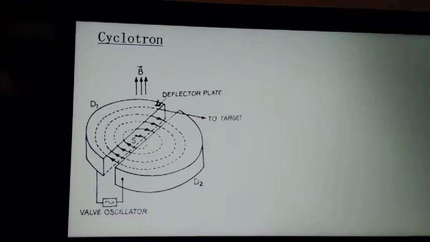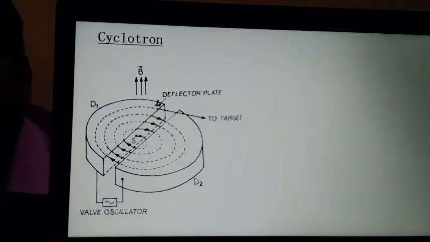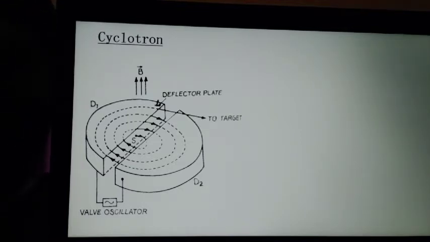When it describes that semicircular path in D2, at that moment the polarity of the Ds changes. D2 will become positive and D1 will become negative. Then D1 attracts that charge. So the charge moves to D1 and it is again accelerated, so the radius of the circular path increases. See, in D1 it describes the first semicircle with a radius larger than the first in D2.